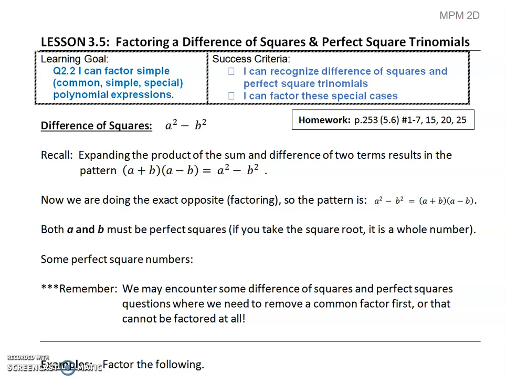This is lesson 3.5, and we're going to be talking about factoring a difference of squares and perfect square trinomials. So let's talk about a difference of squares first.